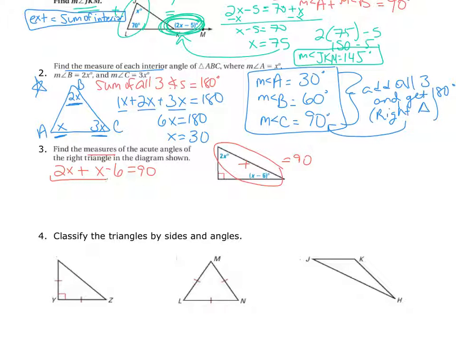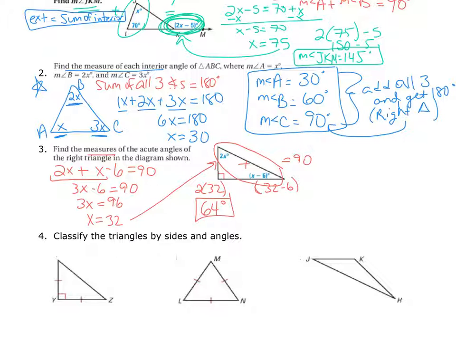So combine your like terms, we get 3x minus 6 equals 90, and then we know we can add our 6 to the other side. That would give us 96, and if we take our 96 and divide by 3, we get 32. Now we need to put those back in, so this angle would be 2 times 32, and that would be 64 degrees. Now for my x minus 6, I would have 32 minus 6, and we get 26 degrees for the other missing angle.